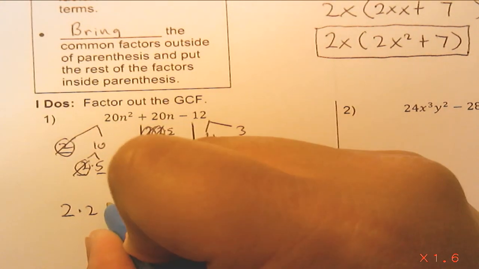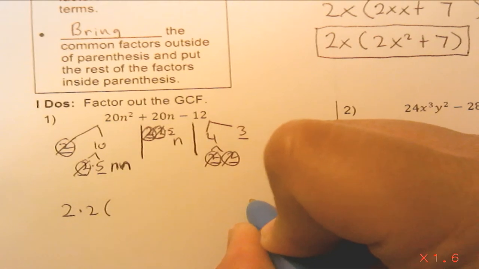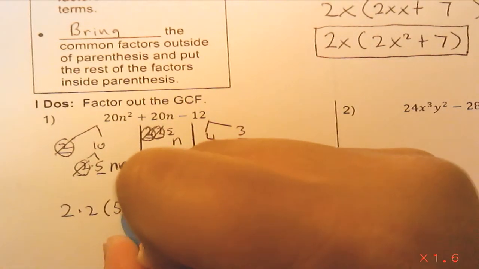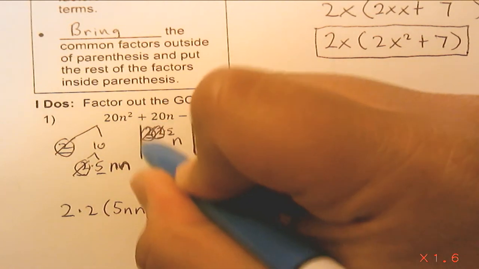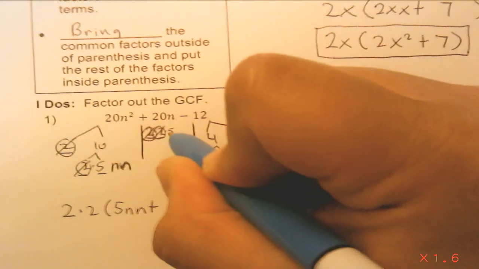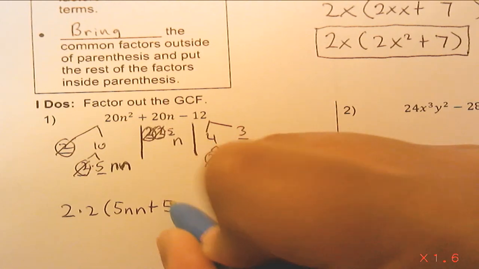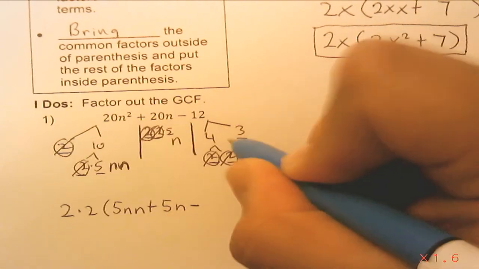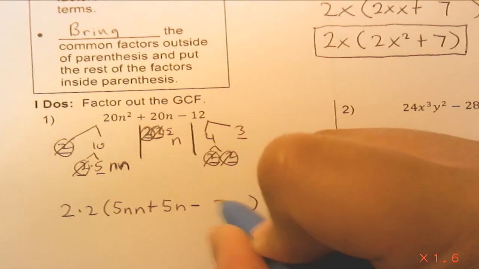All right, so put your parentheses back on. Okay, this first group is a 5, an n, and an n. I'm going to bring down this plus sign. I got another 5n. Bring down this minus sign, because it was right there, and then it's just that 3.